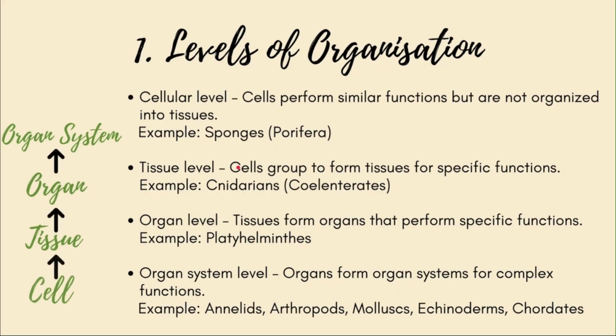In the animal kingdom, we see increasing levels of body organization. The simplest animals, like sponges, show only a cellular level of organization. Their cells work independently. In cnidarians, cells group together to form tissues. In flatworms, different tissues combine to form organs such as digestive structures. From annelids onward, organs work together in coordinated organ systems, just like the respiratory, digestive, or circulatory systems in humans. This progression shows the evolutionary advancement of animals.